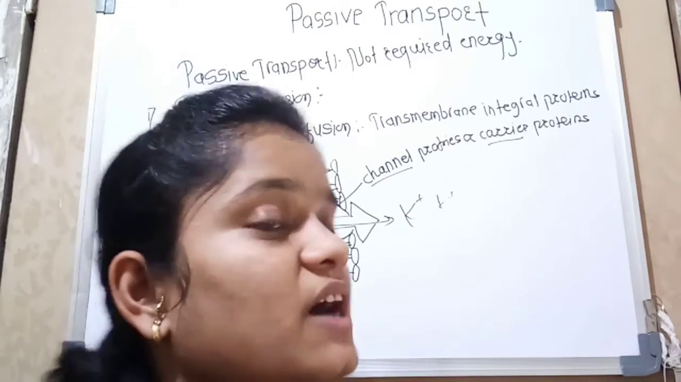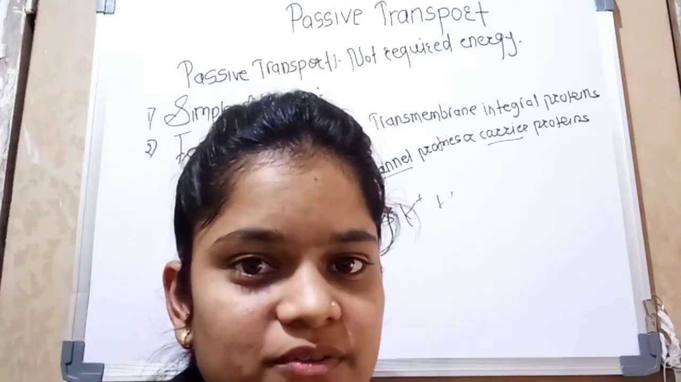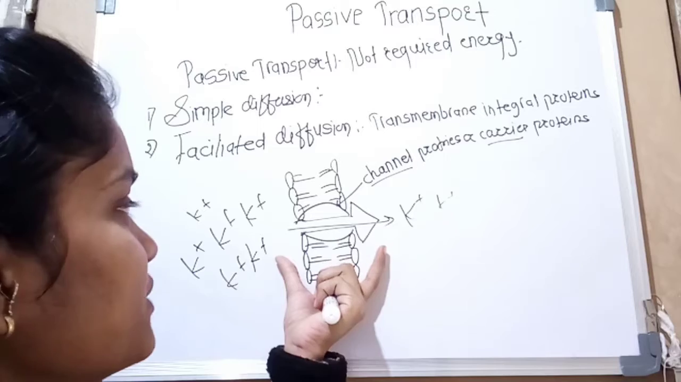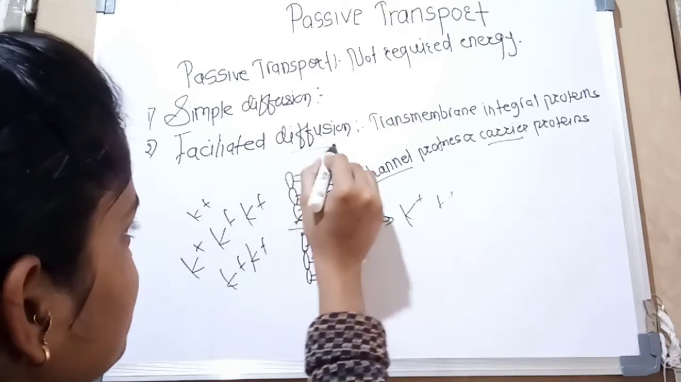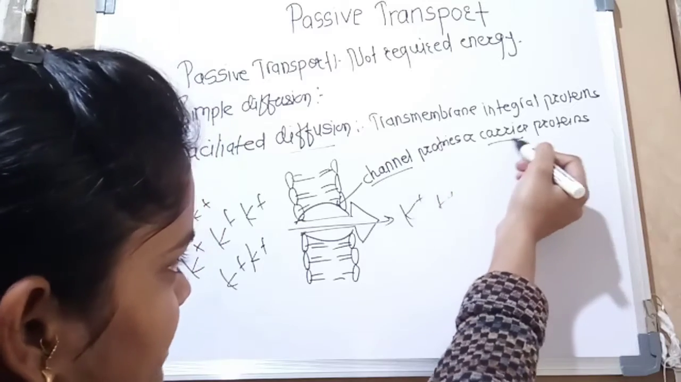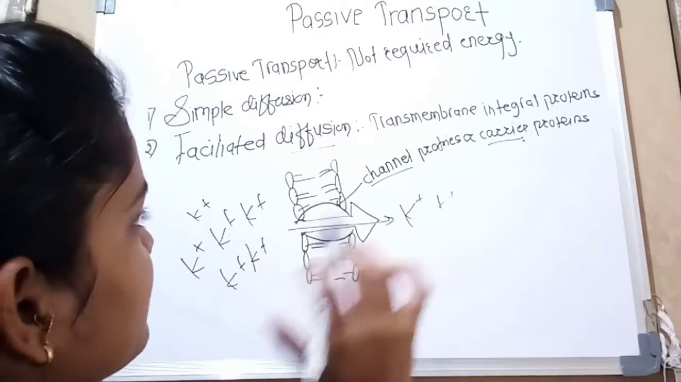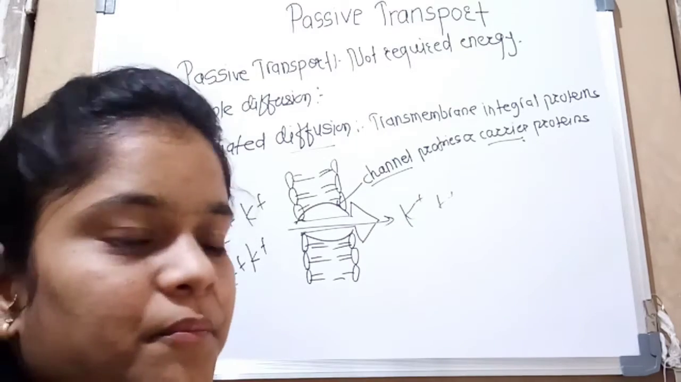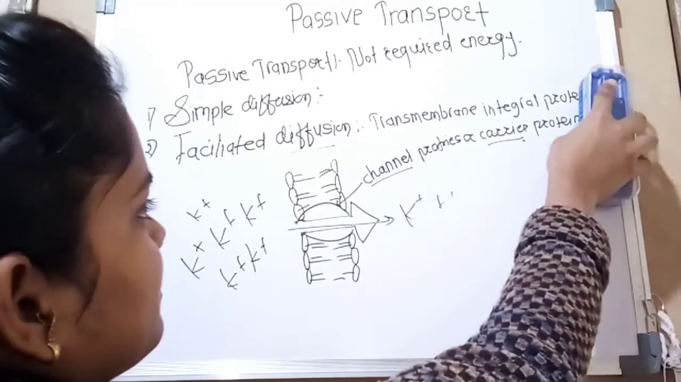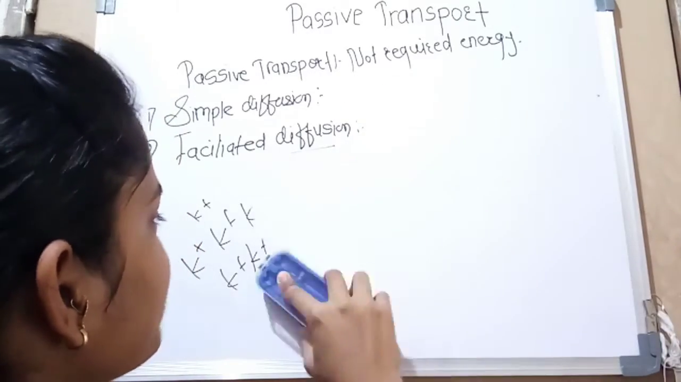Those molecules which are not easily allowed inside the cell, which are larger molecules, need a carrier. For this facilitated diffusion, these channel proteins or carrier proteins are helpful for such types of ions which enter inside the cell, and this is called facilitated diffusion. The name suggests that it is to facilitate, it means to provide facilities.